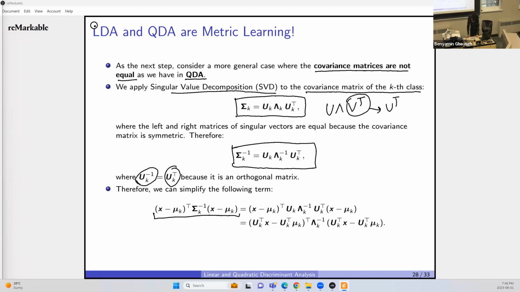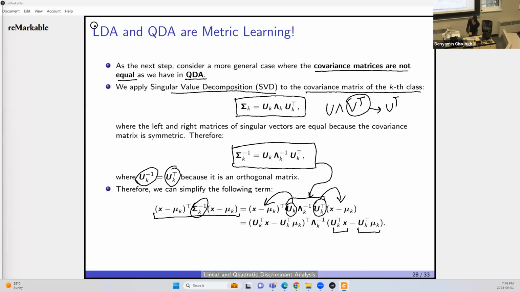So let's simplify this that we had in a previous slide. If we do that, replace sigma inverse with what we have here. Then bring this inside this parenthesis, and bring this also inside this parenthesis. So you take the left U and bring it to the left parenthesis, right U transpose to the right. For the right one, it's easy. We'll have U transpose X minus U transpose mu.